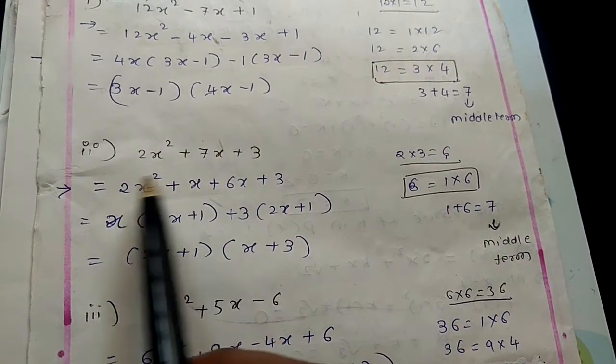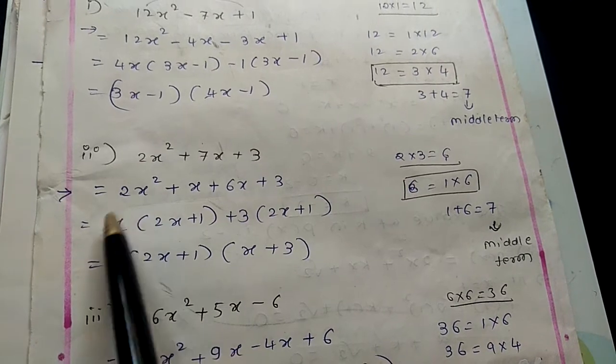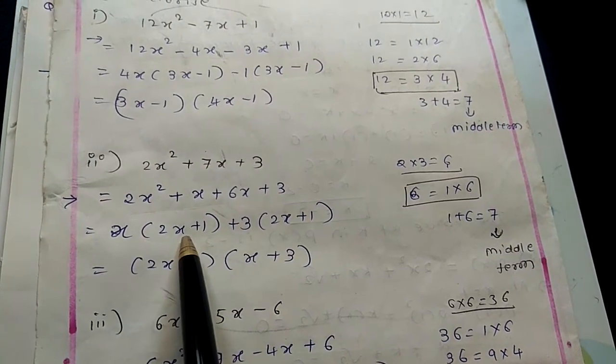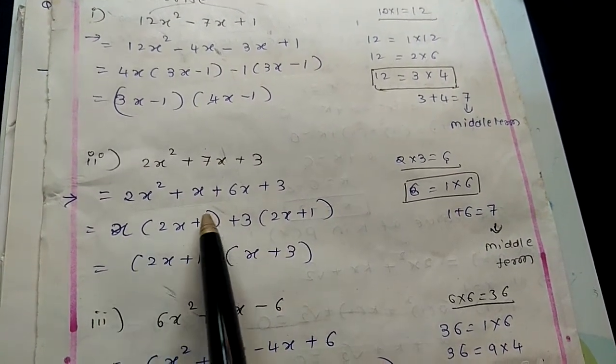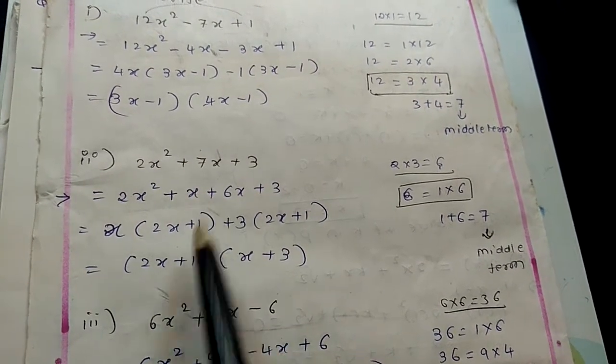Here we'll get at least x as common. When we take x common, 2 will remain here. X is common, so 1x will remain. This x went here, so plus 1 will remain. Remember, always 1 will remain there.